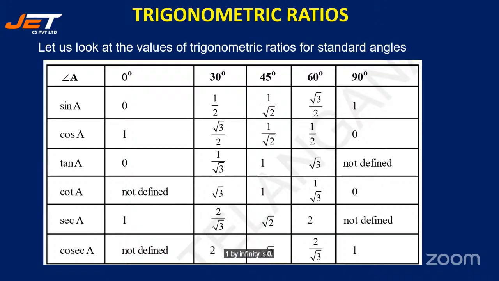Like that, you have secant theta. Secant 0 is 1. Secant 30 is 2 by root 3. 45 is root 2. 60 is 2. 90 is not defined. Cosecant is not defined at 0 degree. 30 is 2. 45 is root 2. 60 is 2 by root 3. And 90 is 1. All right?